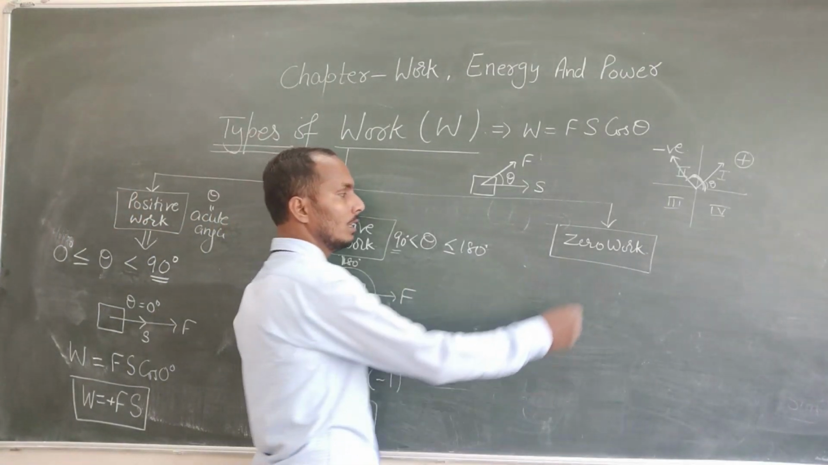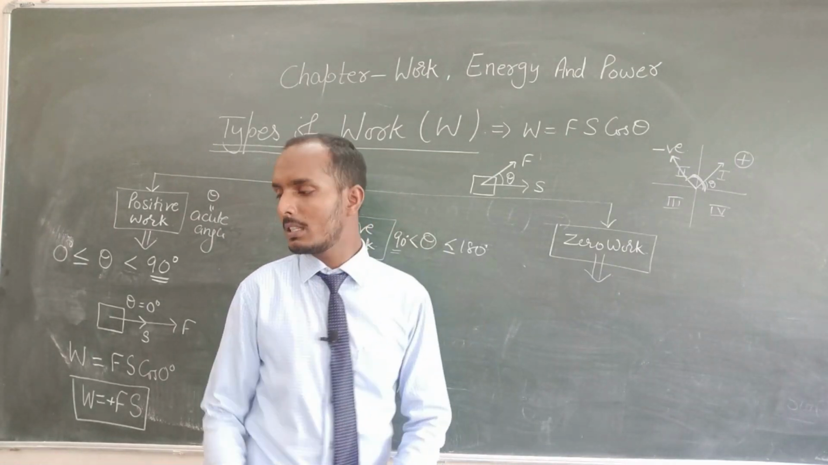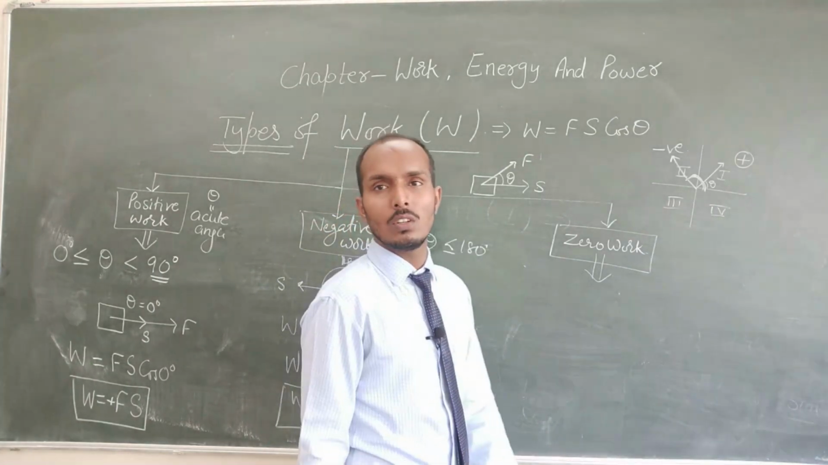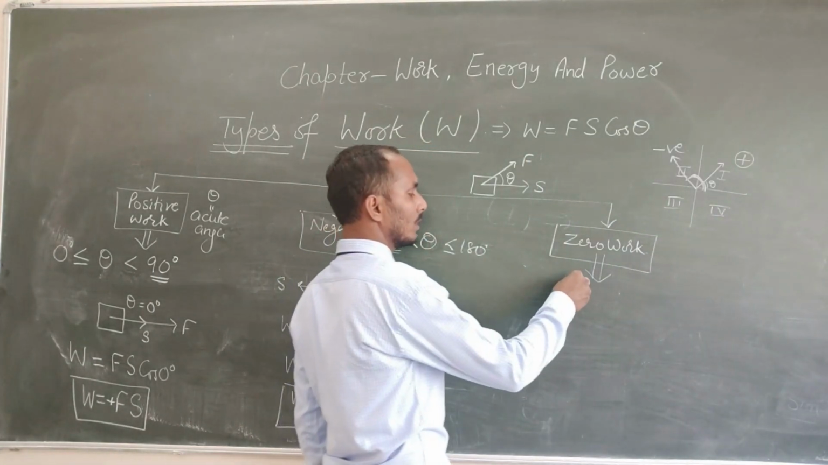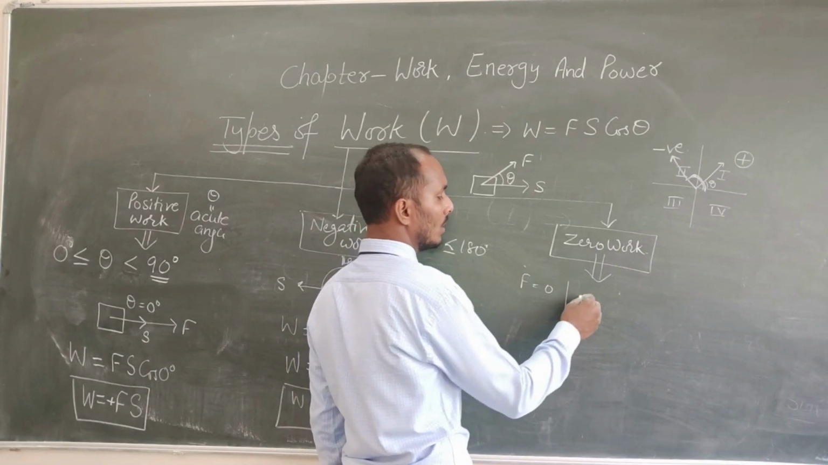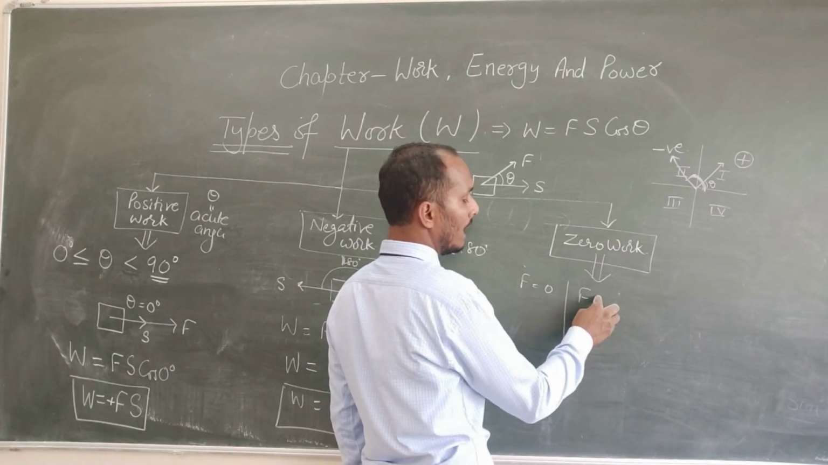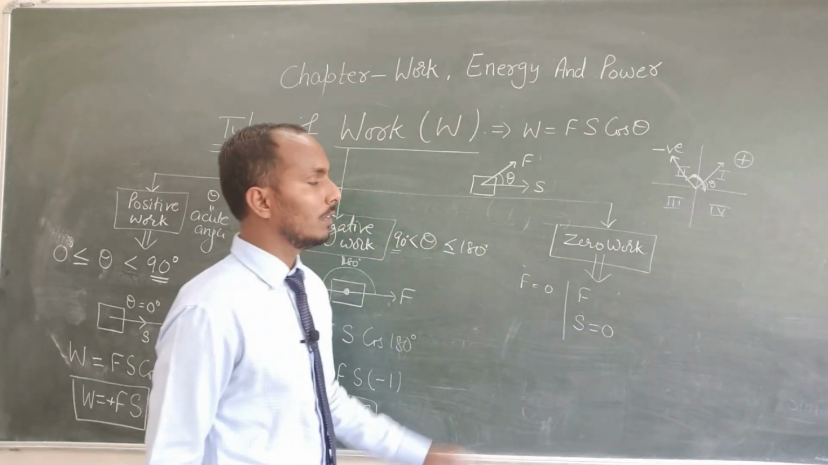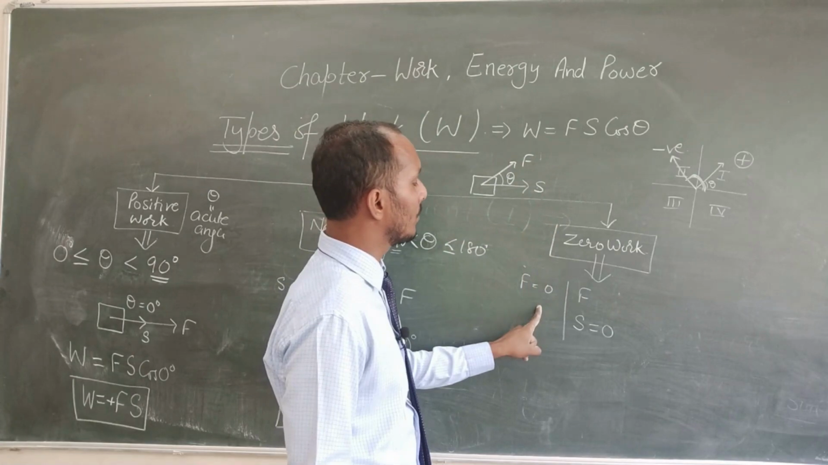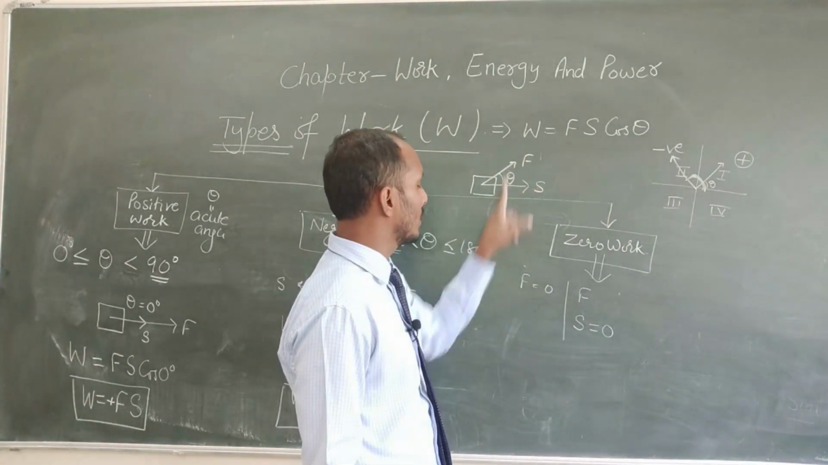Now the third example is zero work. Actually there are lots of cases when you do not apply a force on a body, and then work is zero. If you apply force and the body is displaced, but if you apply force and the body is not displaced, then again work is said to be zero. In the first case, when you do not apply force, work is zero when you multiply it.